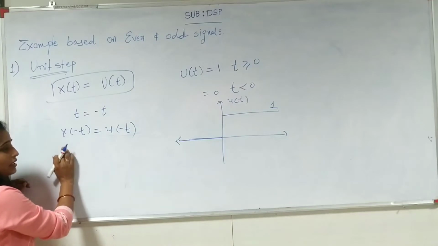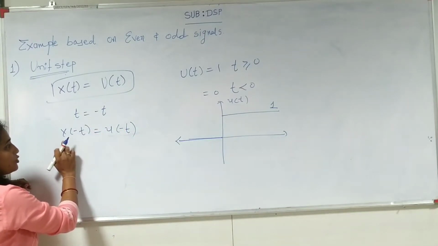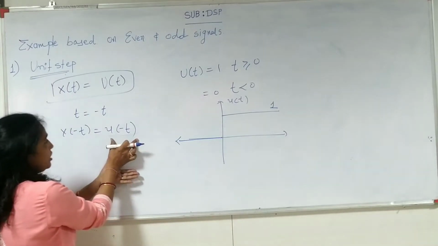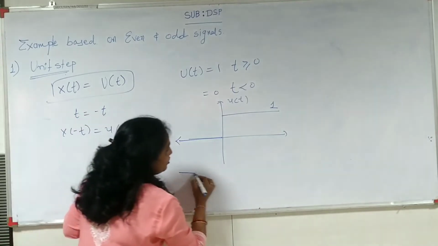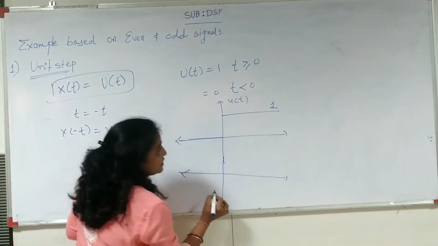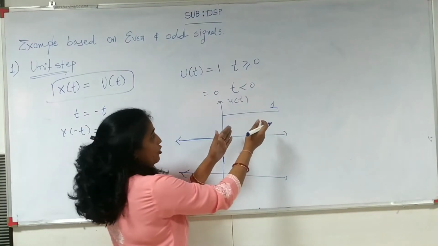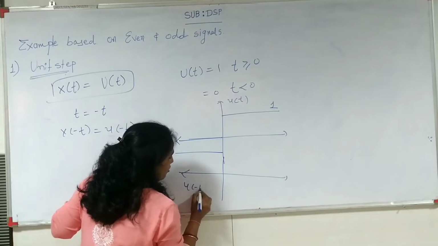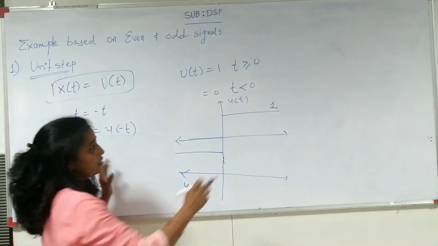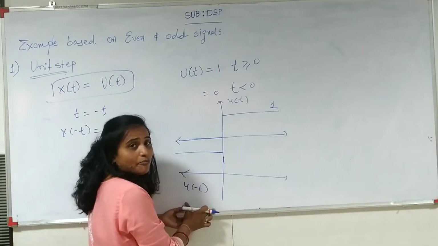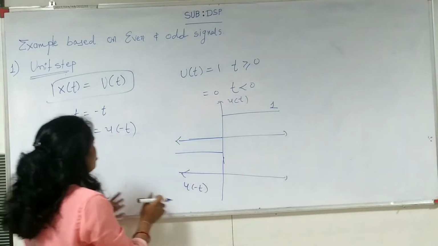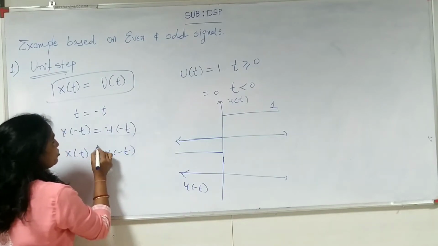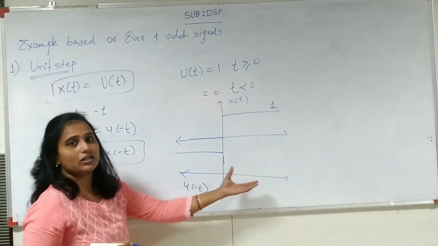Now when I apply t is equal to minus t, x of minus t is equal to u of minus t. How do we find this u of minus t, or x of minus t? As we know, we flip our signal. So I draw this signal in this way. This is nothing but u of minus t. Now check this: this is u of t and this is u of minus t, and both are unequal. So the condition x of t is equal to x of minus t is not satisfied from the graphical representation.